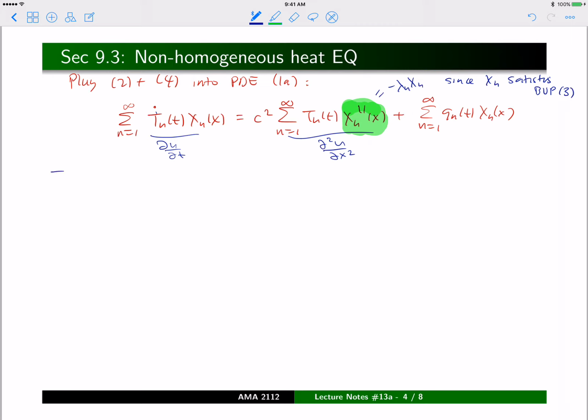So collecting everything into the sums, we get the summation from n equals 1 to infinity of Tn dot of t Xn of x is equal to, there's a common factor of Xn now, right here and here, so we get minus lambda n c squared Tn of t plus gn of t times Xn of x.